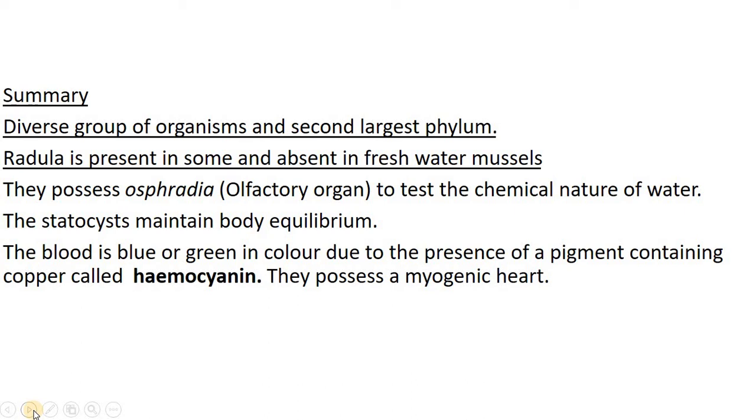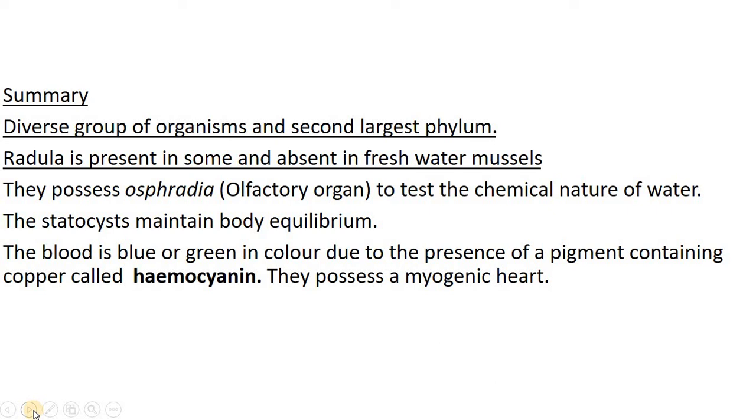Radula is present in some of the forms and absent in the freshwater mussels. They possess special structures called osphradia, olfactory organs, to test the chemical nature of the water. The statocyst may be present in the free-living forms, which acts like the body equilibrium organ. The blood is blue or green in color due to the presence of a pigment containing hemocyanin. Now they possess the myogenic heart.